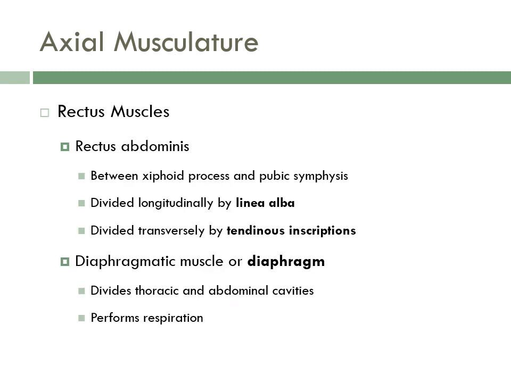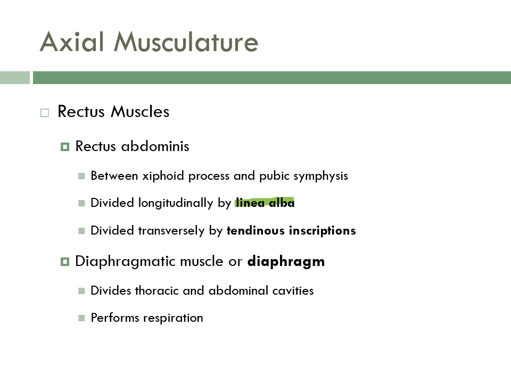We have the rectus abdominis, which is from the xiphoid process to the pubic symphysis, so it goes right up and down that anterior abdomen. It is divided in the center by a line called the linea alba. It's a white line that is like a connective tissue in between the two muscle bellies of the rectus abdominis.